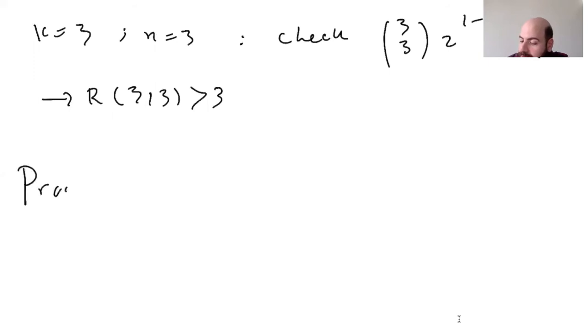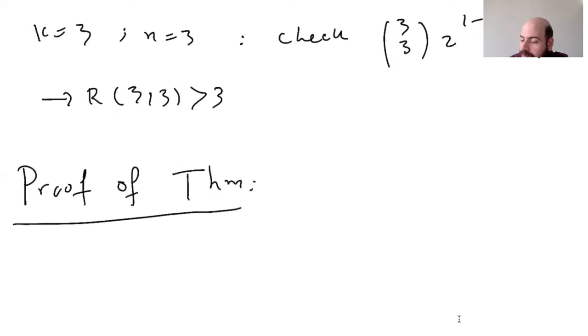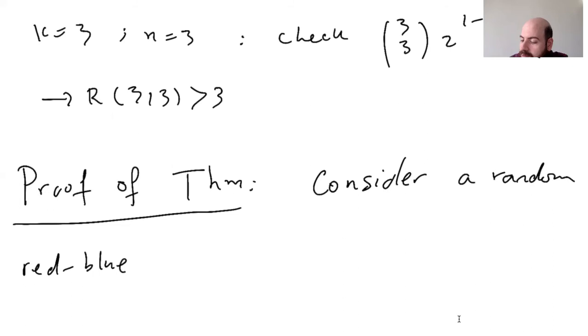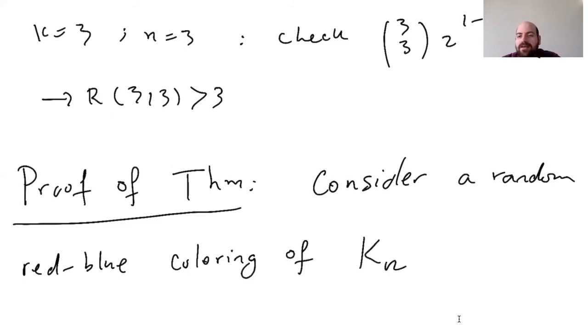Proof of theorem. Okay, so I'm going to consider a random red-blue coloring of Kn. Okay, so remember n and k are fixed and given to us. So I'm going to consider random red-blue coloring of Kn.